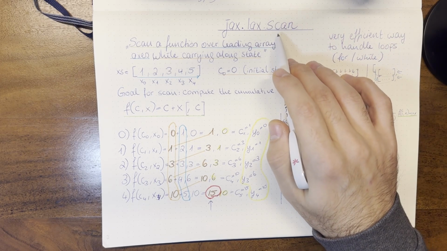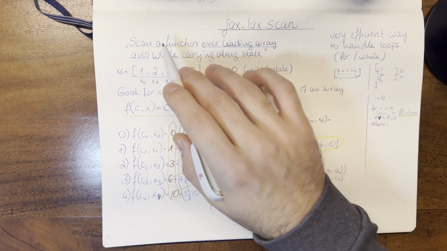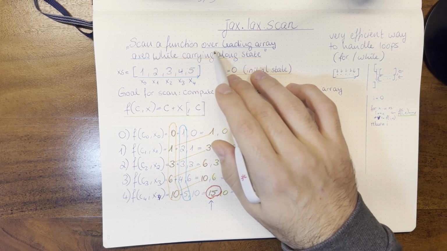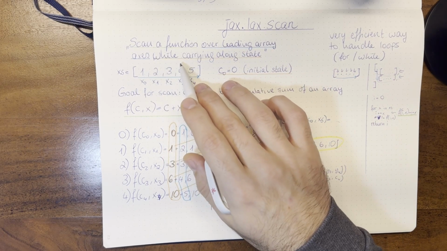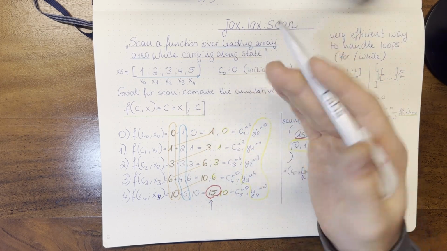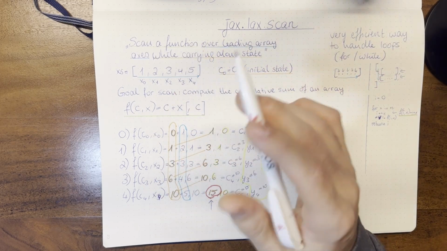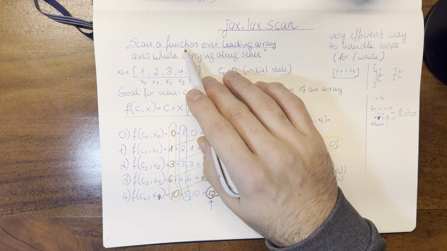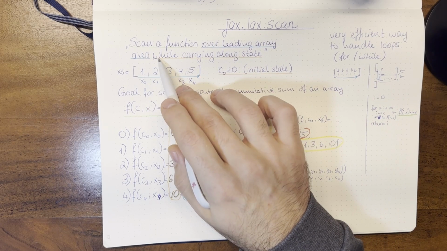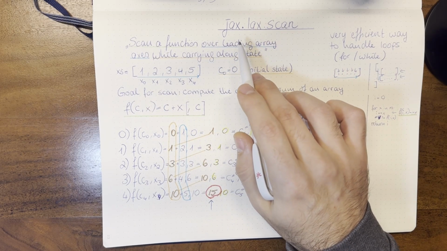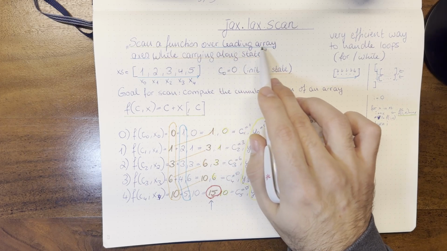And if you have a look at the documentation of the scan function, it will say: scan a function over leading array axes while carrying along state. And it's not immediately obvious what any of this means, but this documentation contains three parts, which are: scan a function over leading array axes, and then while carrying along state. And we know what the second part is, over leading array axes.